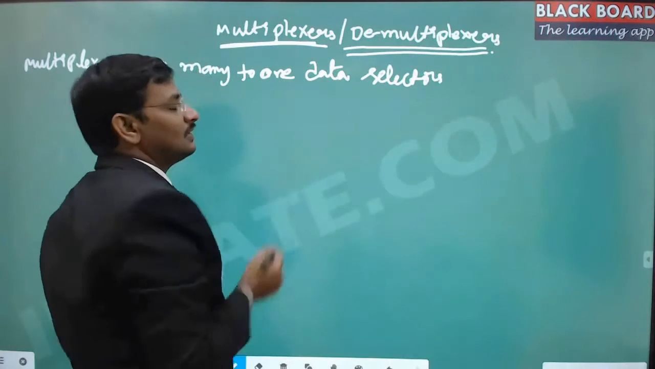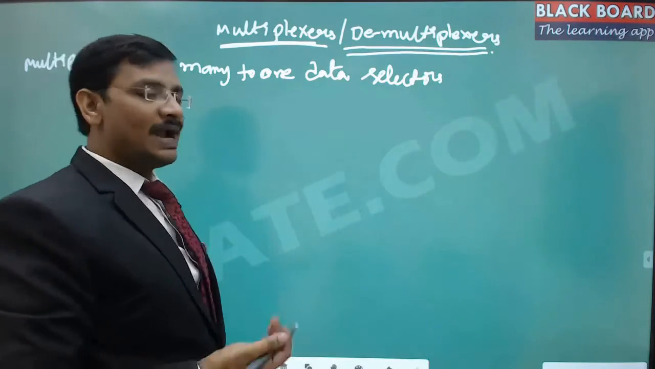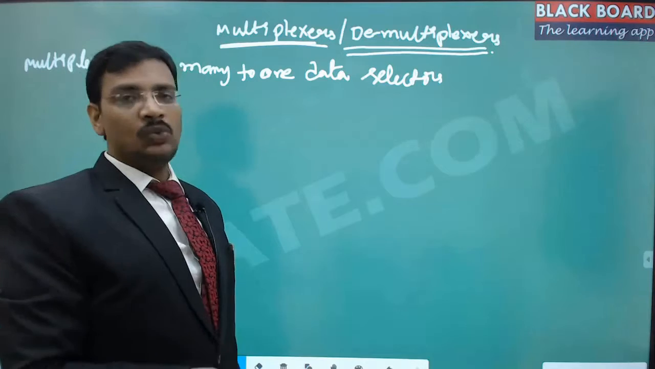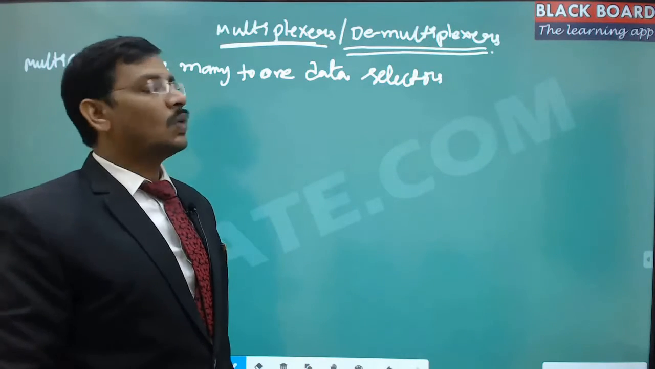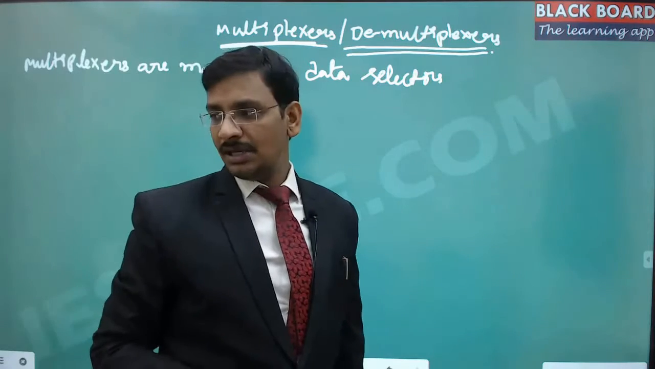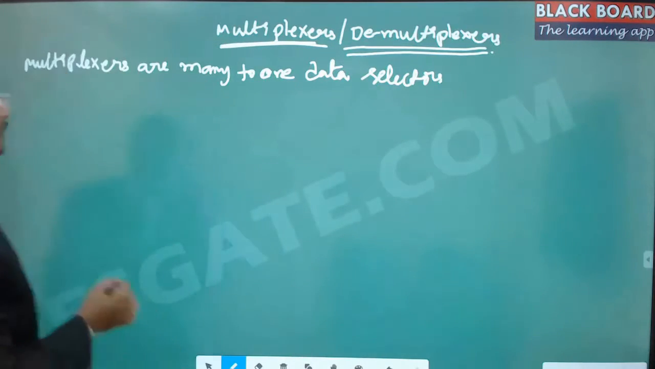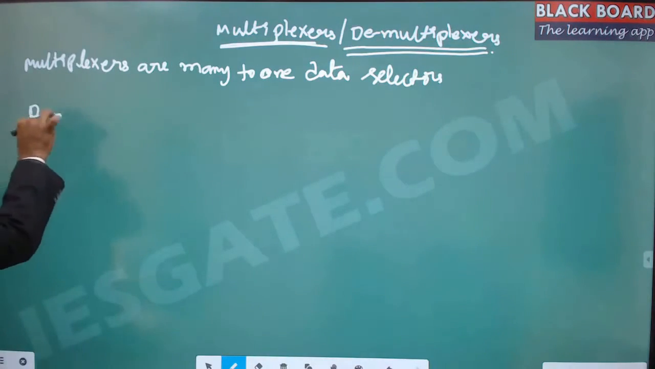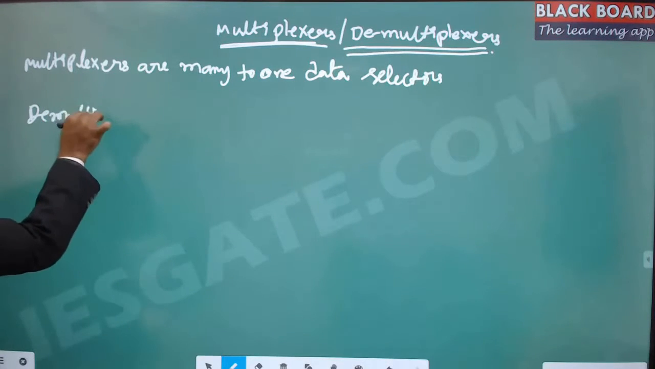So the same thing, if it is extended, or if the data is removed, so a many to one converter is called an encoder. So like this, first we will discuss what multiplexers and demultiplexers are. Demultiplexers are nothing but exactly the opposite of it.